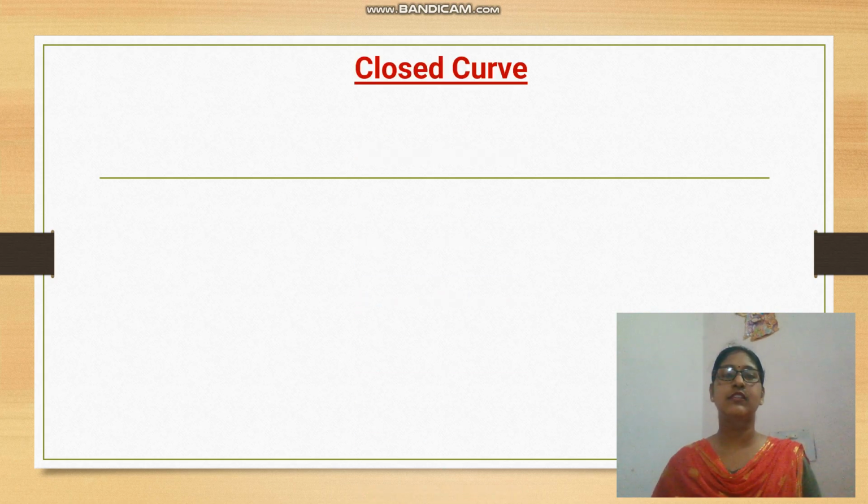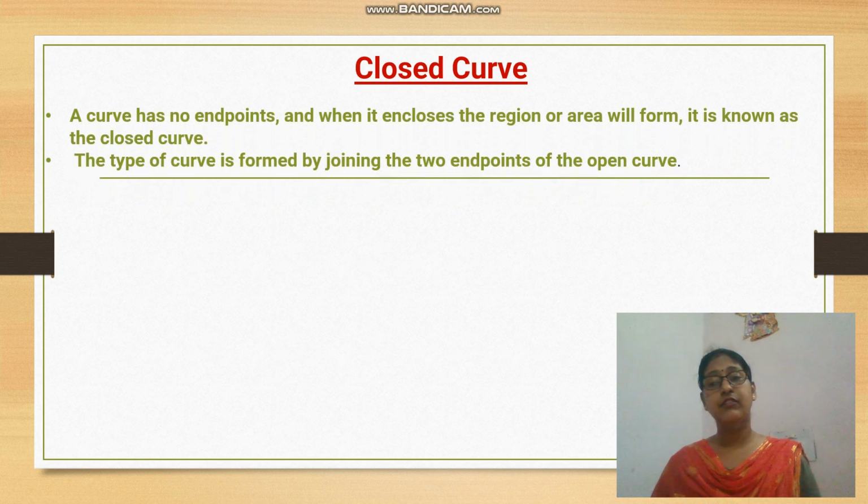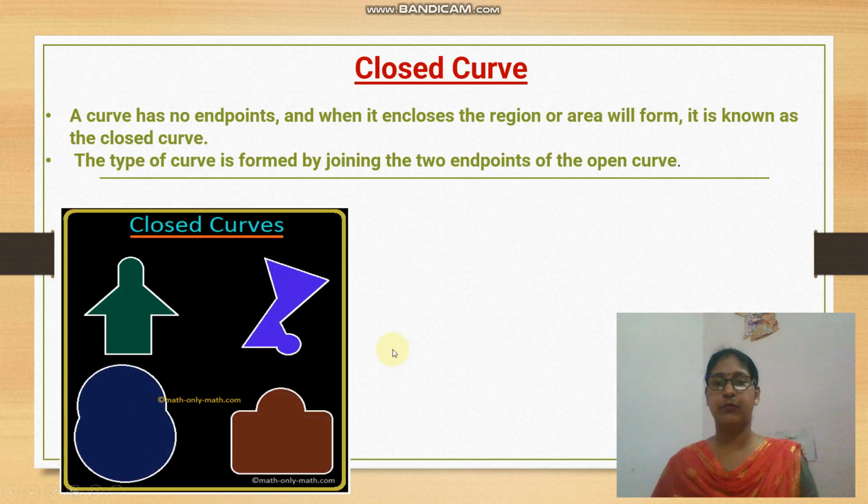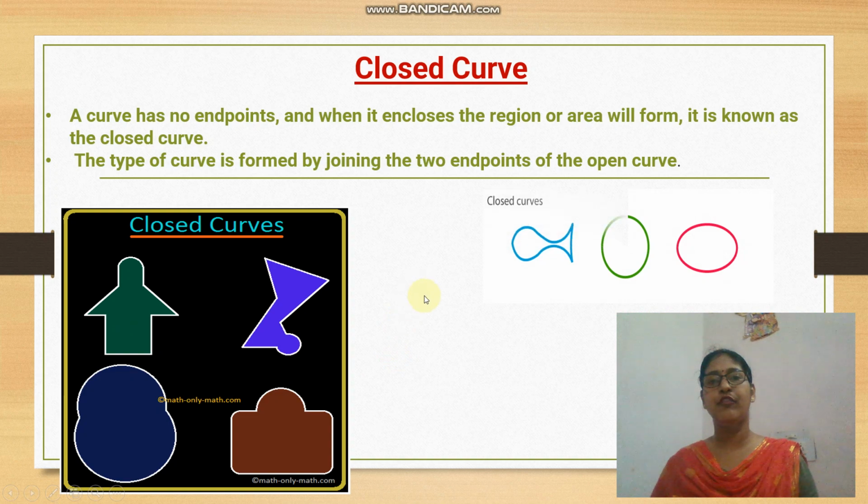Our next type is the closed curve. A curve that has no endpoint and encloses a region or area is known as a closed curve. This type of curve is formed by joining the two endpoints of an open curve, and a circle is an example of this type of curve. Here I also put lots of examples of closed curves.